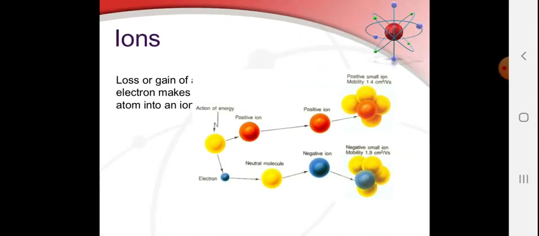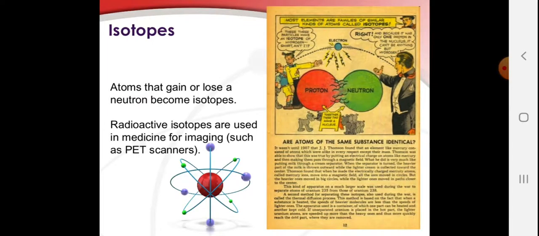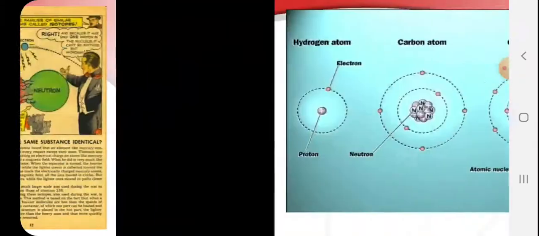Ions. Loss or gain of electrons makes an atom into an ion. So they gain either a positive or negative charge. Isotopes. Atoms that gain or lose neutrons become isotopes. Radioactive isotopes are used in medicine for imaging, such as PET scanners.